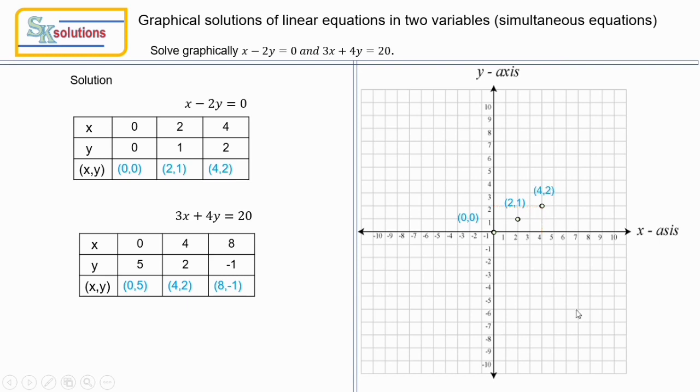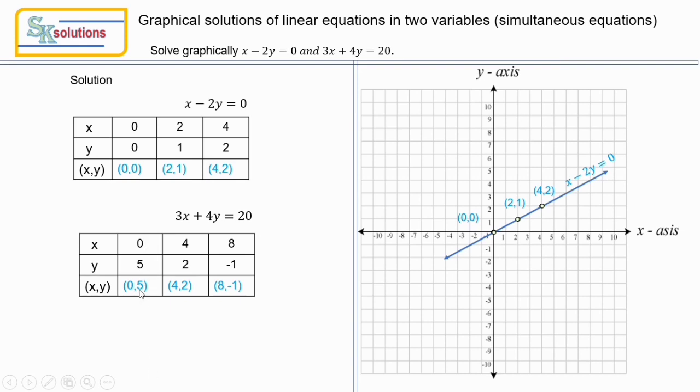Now we will draw a straight line passing through these 3 points. So let's draw the straight line. And what is the equation of this line? The equation of this line is x minus 2y is equal to 0. After completing the plotting and drawing the first line, we will move on to the second line. The second line is 3x plus 4y is equal to 20.